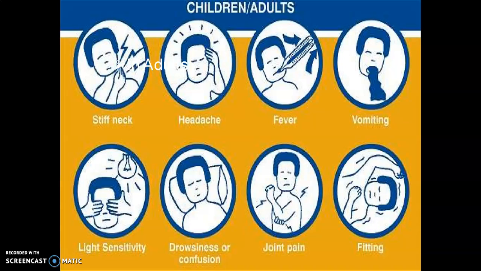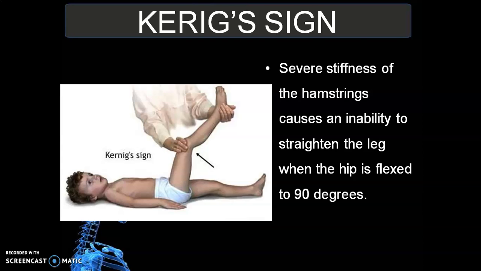The clinical manifestations in children and adults are a stiff neck, headache, fever, vomiting, light sensitivity, meaning the patient will be sensitive to light, drowsiness or confusion, joint pain, and seizures will be there. All right. So the two main signs are there.